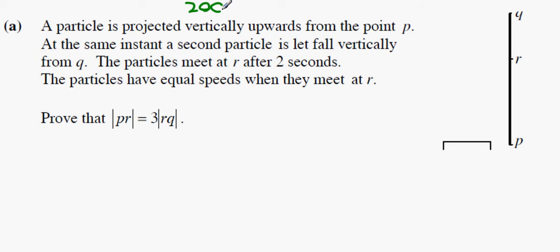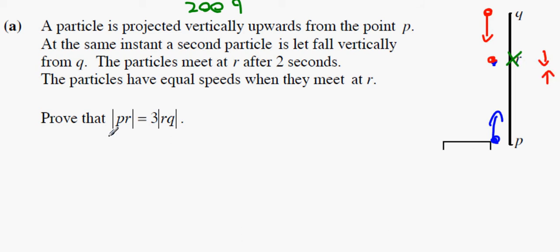So a particle is projected vertically upwards from the point P at the same instant the second particle is let fall vertically from Q. The particles meet at R. So there are two particles, if you will: a red particle from Q falling downwards and a blue particle from P thrown upwards, and at this point here the blue and the red particle will meet each other and collide. They have equal speeds when they meet at R, so they're both moving at exactly the same pace when they meet at R.